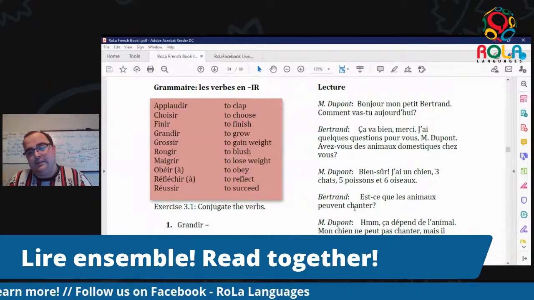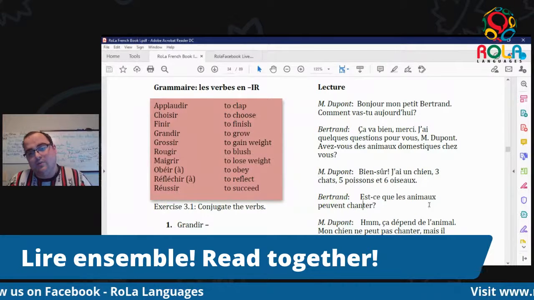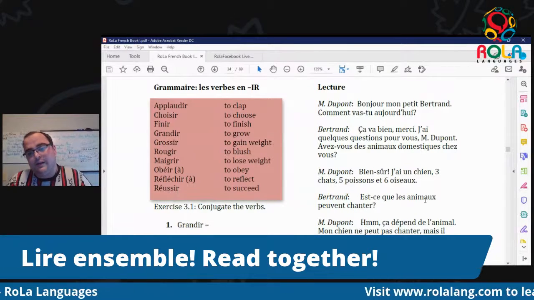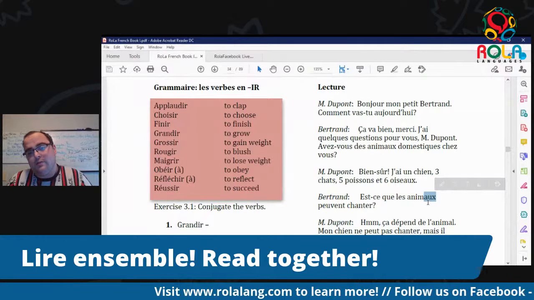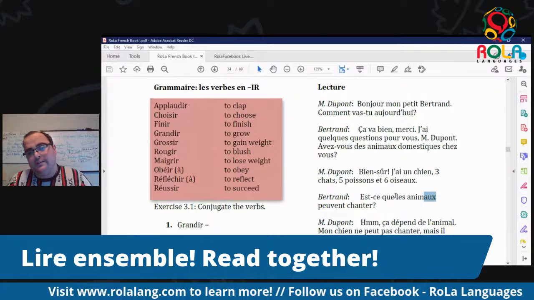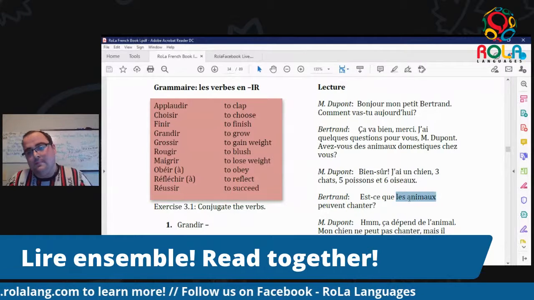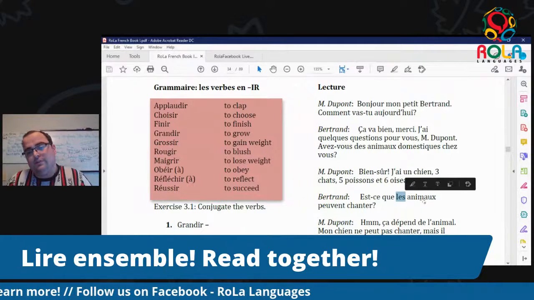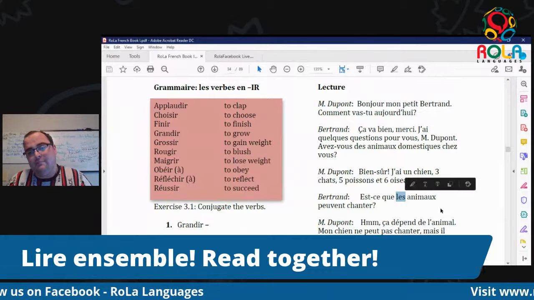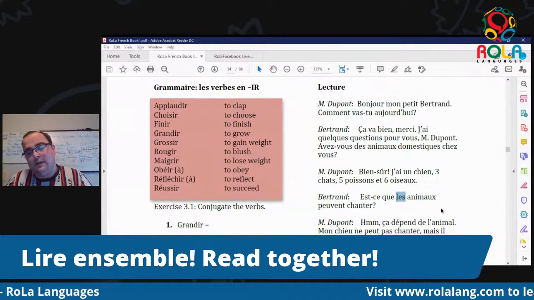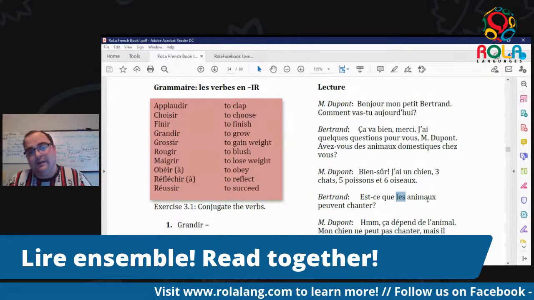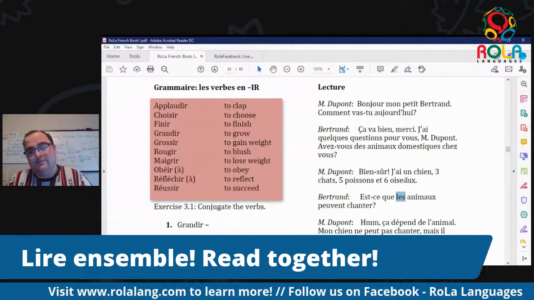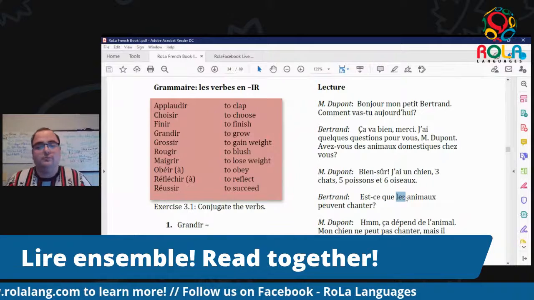Can the animals sing, basically? Est-ce que les animaux. Animaux is ending in A-U-X, that means that there's more than one. The way that we know that there's also more than one is we look at this definite article right here, les. If it was just one animal, it would be l'animal. We know that there's more than one because we have les animaux.